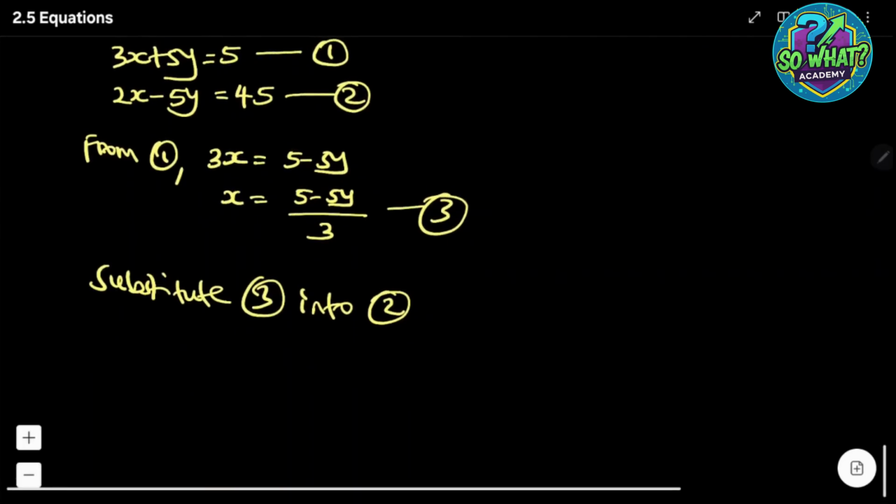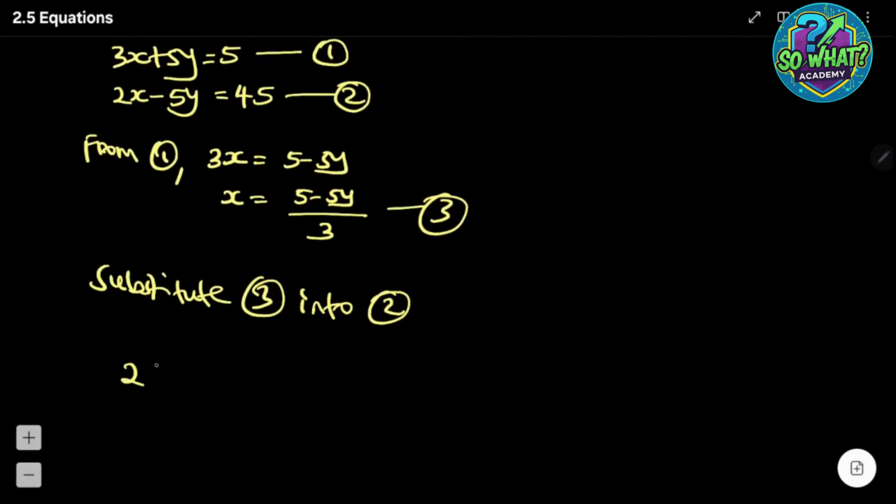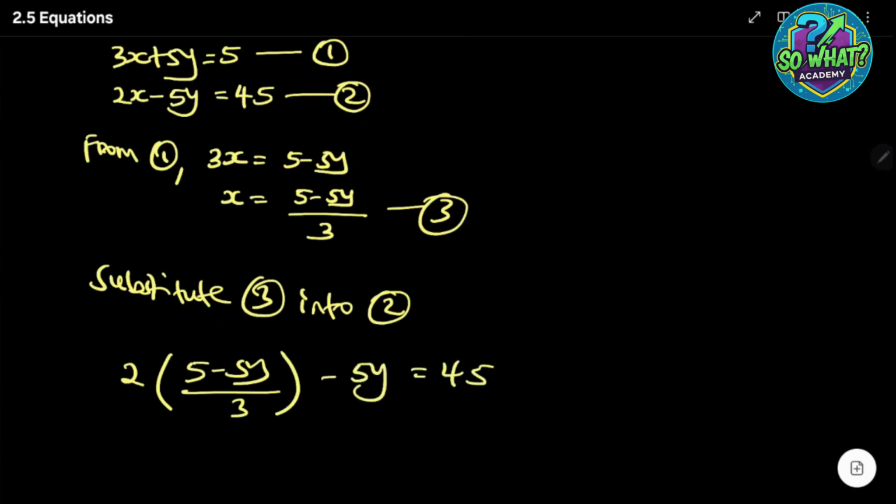So in equation 2, it is 2x, but remember, we already have the value for x. So 2 times 56 minus 5y over 3, minus 5y is equal to 45. So the next is easy, just manipulation. You can multiply 2 inside, and then you can multiply by 3 throughout, and then you can collect like terms and get the value of y. After getting the value of y, come back to equation 3 and fix it in there and get the value of x. That is substitution.